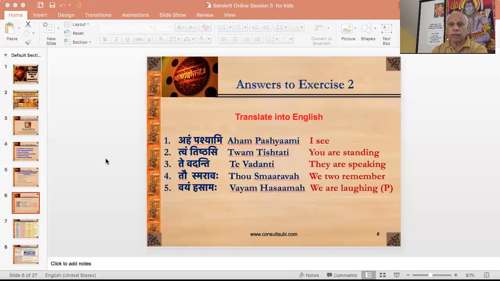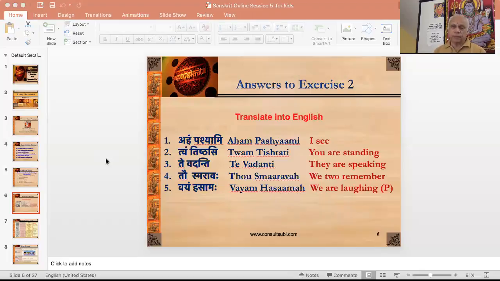Tau smaravaha. I told you, when it comes au, tau, it means two. It's a dual. So it becomes we two remember, or we both remember. Both are correct. Tau means referring to two people. In English, there is no difference between two and more. We can either mean two or it can mean more than two. But in Sanskrit, tau means two. We two remember. Tau smaravaha. Vayam hasamaha. Vayam refers to we. Hasamaha, we are laughing. Plural.